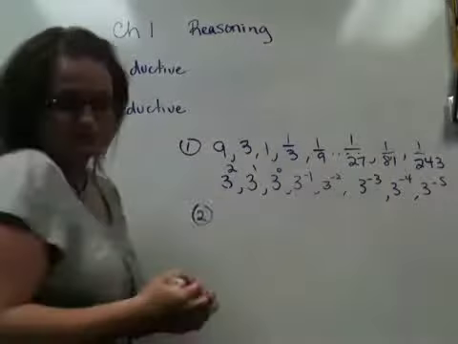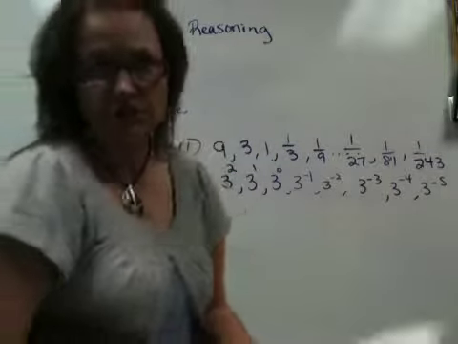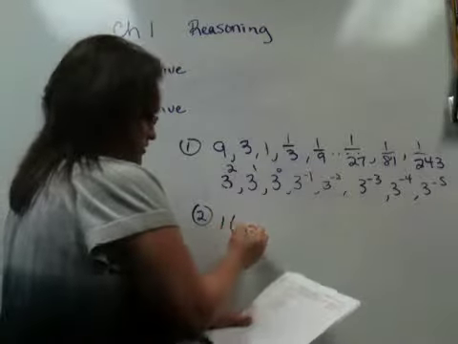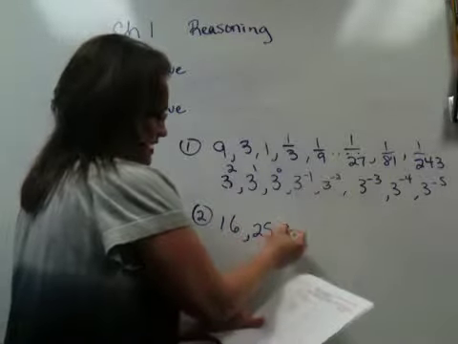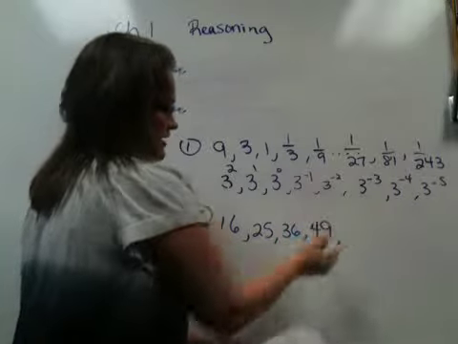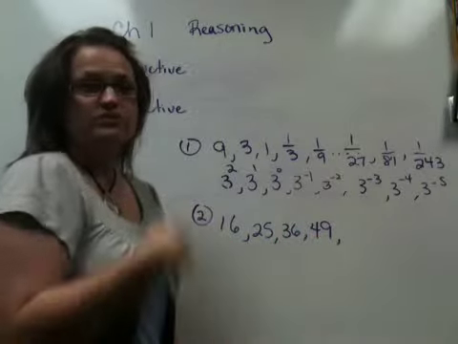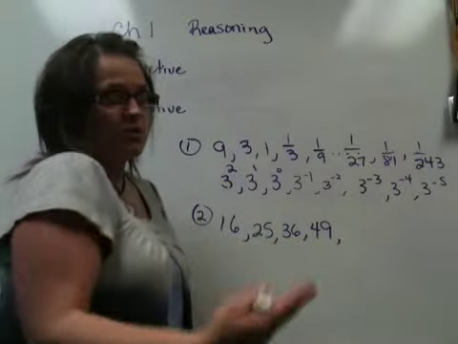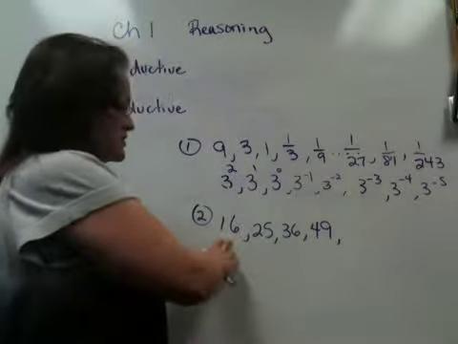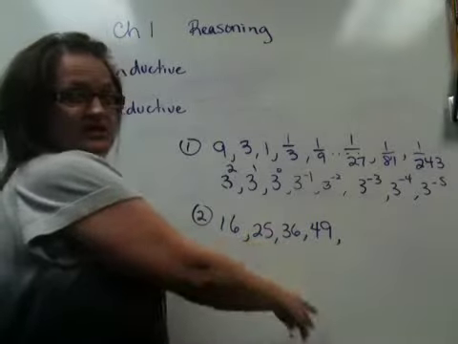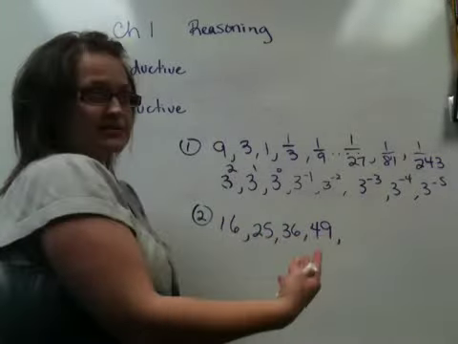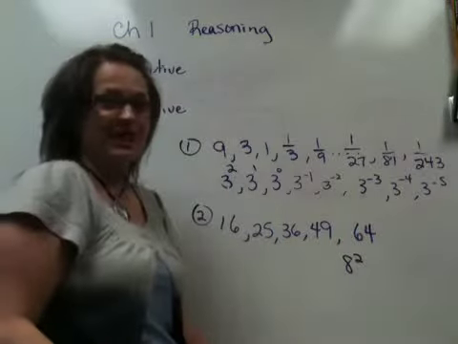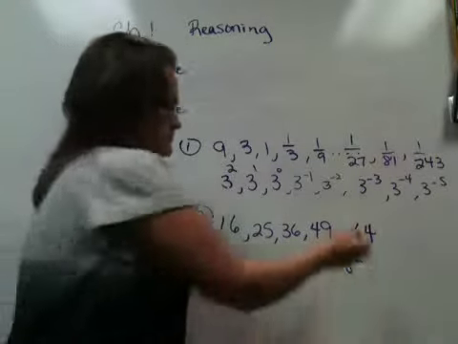Okay, number 2. And again, this is your midterm study guide. Number 2 asks you to predict the next number in the sequence. You have 16, 25, 36, and 49. Those look like the perfect squares to me, just assuming, again, that's how inductive reasoning is, just looking at it and saying, what pattern do you think you see? This is 4 squared, 5 squared, 6 squared, 7 squared. So I expect the next number in the series to be 8 squared, or 64.